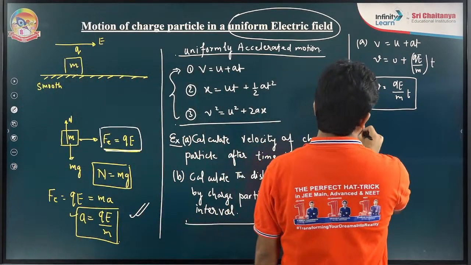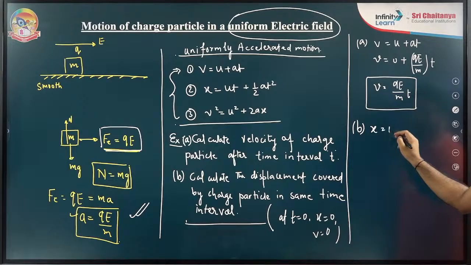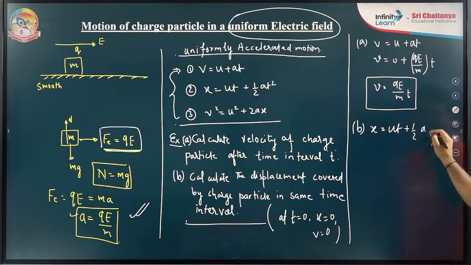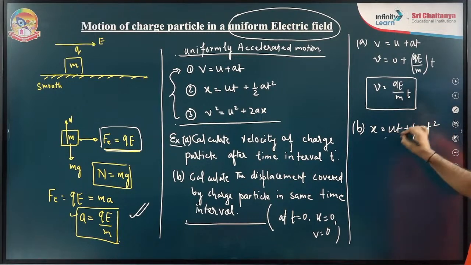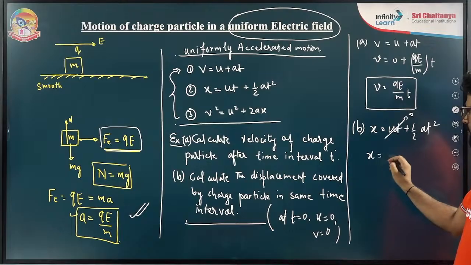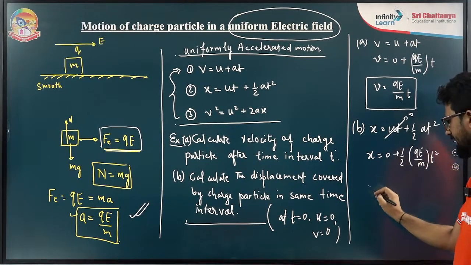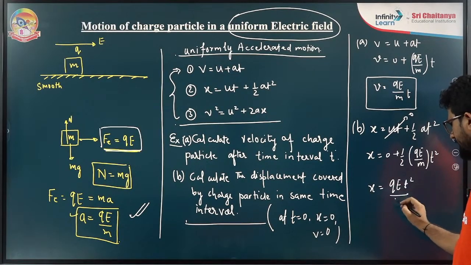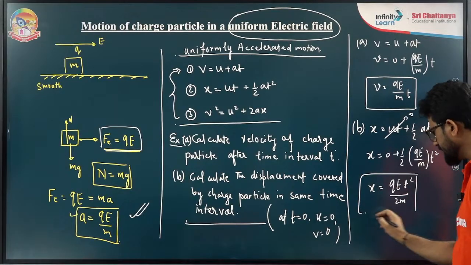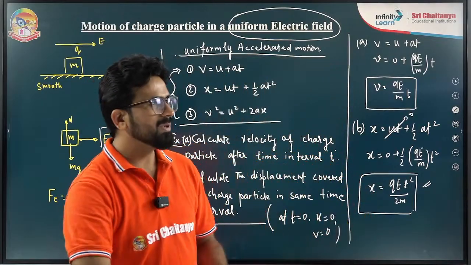The second question we can write: x equal to ut plus half at square. u is again 0, so x equal to 0 plus half, and the value of a is QE by m, into t square. That means x can be written as QE t square divided by 2m. This is the answer, the displacement covered by the particle.